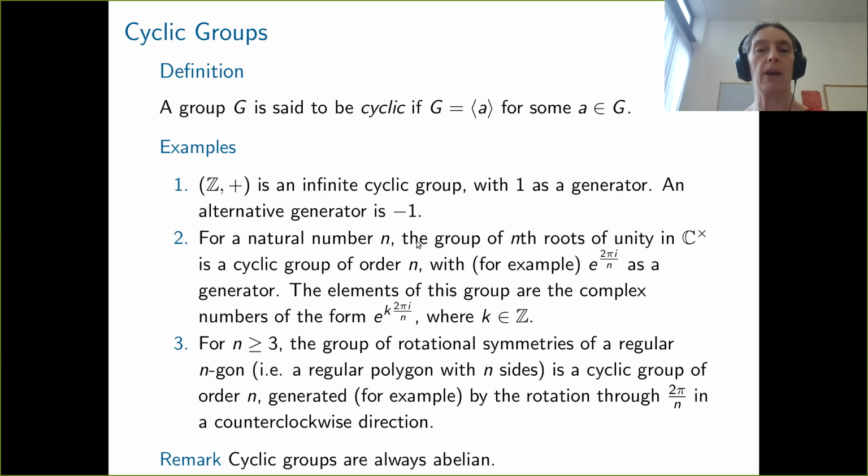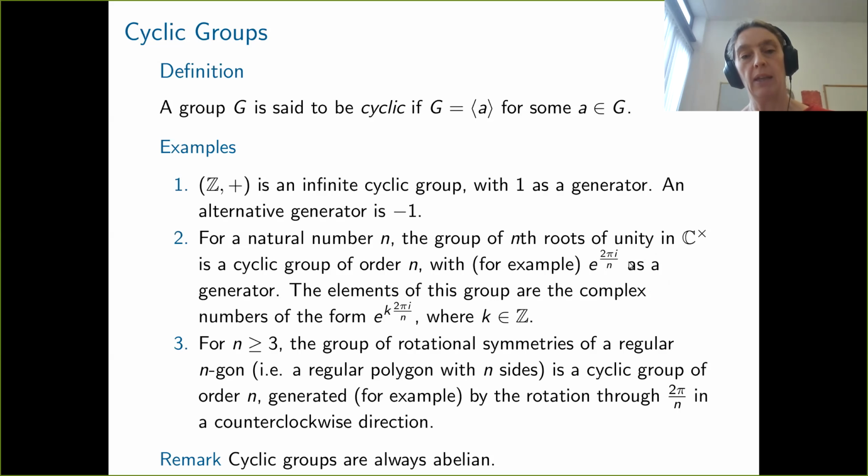If we take a natural number n, so take 7 or 20 or whatever natural number you like, the group of nth roots of unity in the group of non-zero complex numbers under multiplication is a cyclic group of order n, generated, for example, by the complex root of unity e to the power 2 pi i over n. That's the complex root of unity that has modulus 1, obviously, and has argument 2 pi over n. As you take the powers of that one, you get all the complex nth roots of unity. That's a second example.